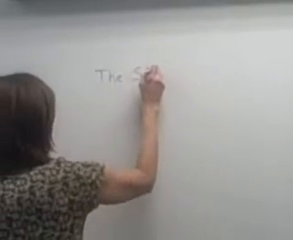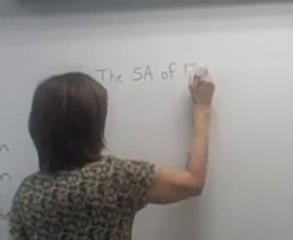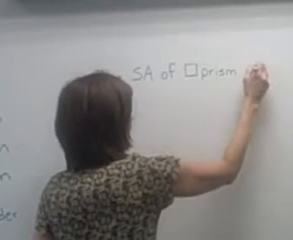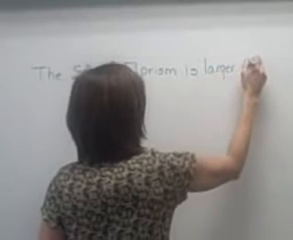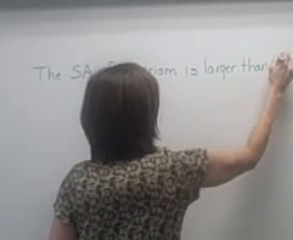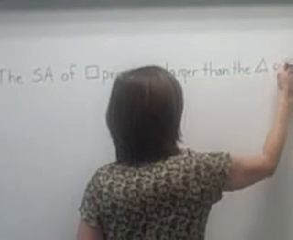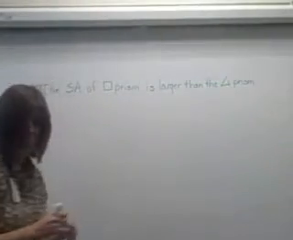Can I use SA for surface area? Sure. The surface area of the square prism is larger than the triangular prism. Right. Okay.